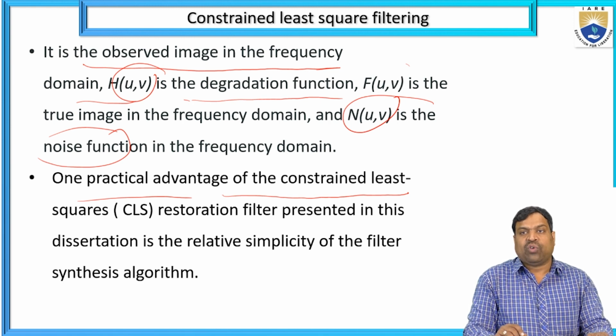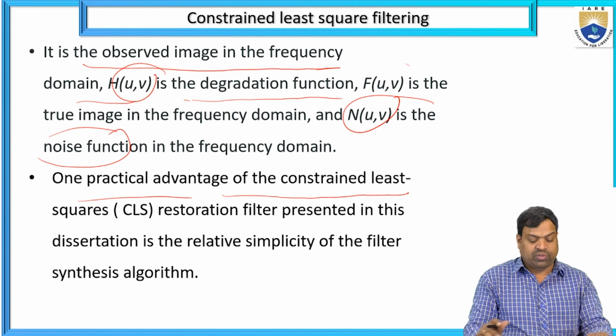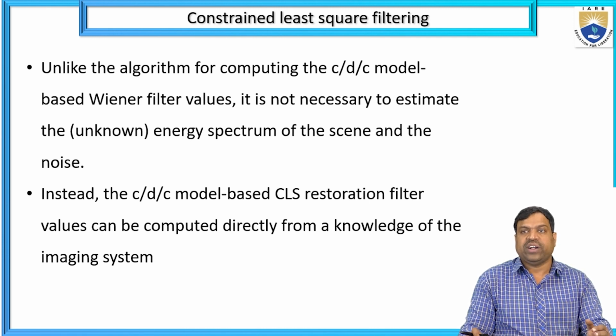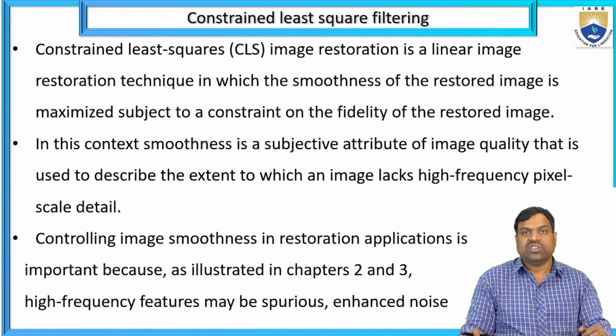So practically, the advantage of CLS is that the restoration filter presented in the dissertation has relatively simple filter synthesis. Unlike the algorithm for computing the model based on the Wiener values, it is not necessary to estimate the energy spectrum of the scene and the noise. So instead of the Wiener model, we take the constrained least square CLS restoration filter, whose values can be computed directly from your knowledge of the imaging system.